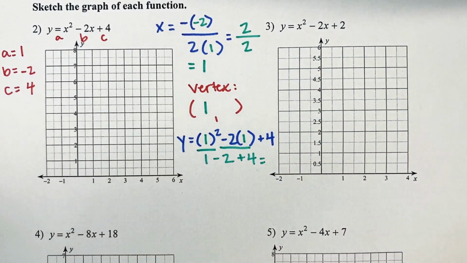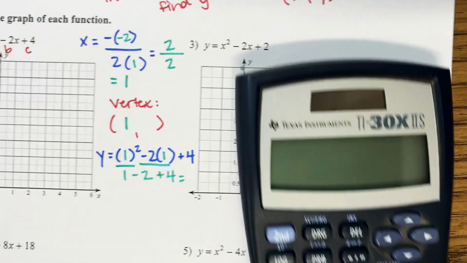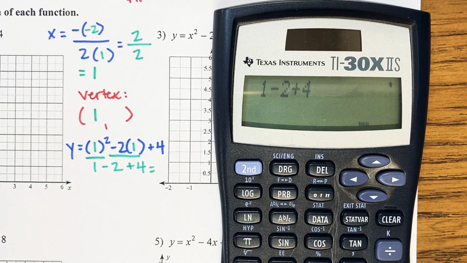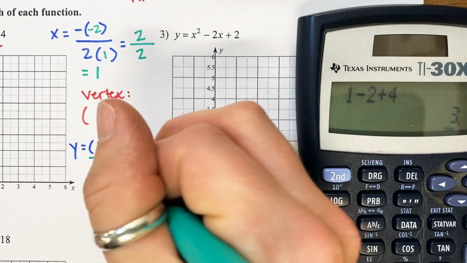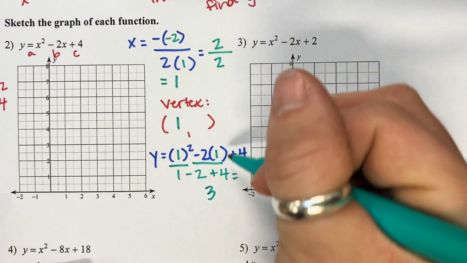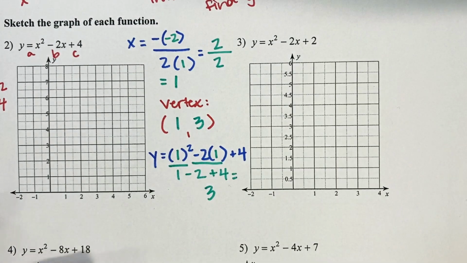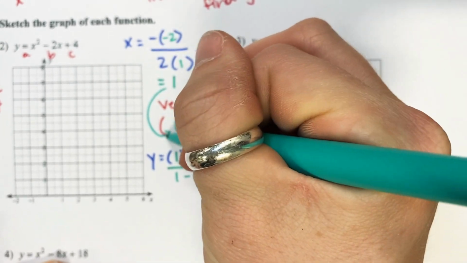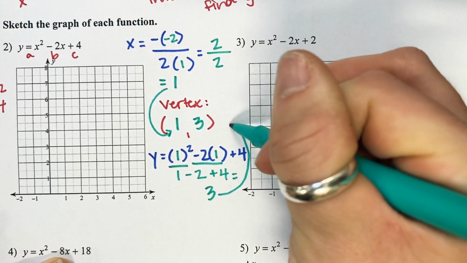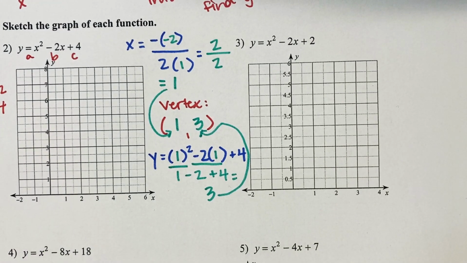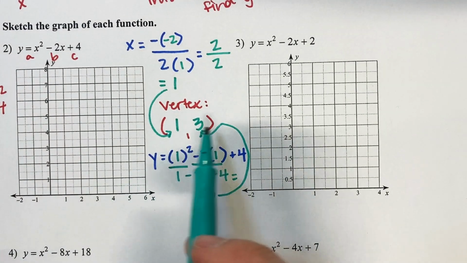Okay, now if you want to do this in your head, you're more than welcome to. If you want to do this on a calculator, you're more than welcome to. Okay, so we can do 1 minus 2 plus 4, which is going to give us our y, and that is going to be 3, which we now know is the y part of our vertex. Okay, so the x part of our vertex was right there. The y part of our vertex was right there. Okay, so we found our vertex.